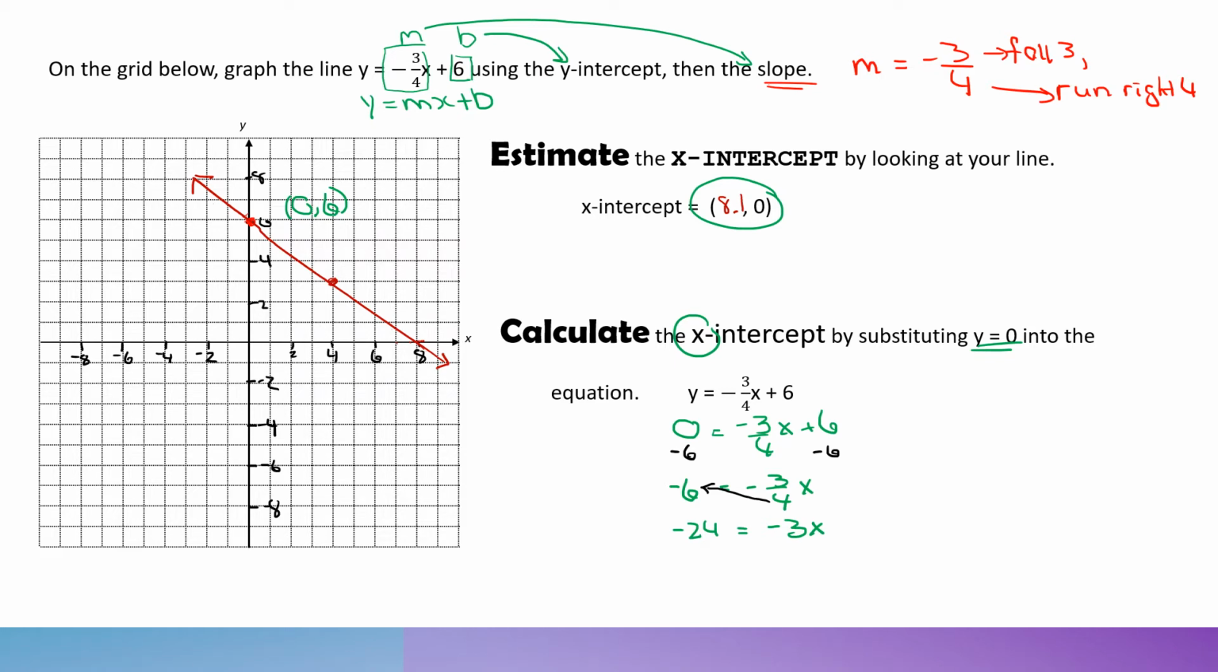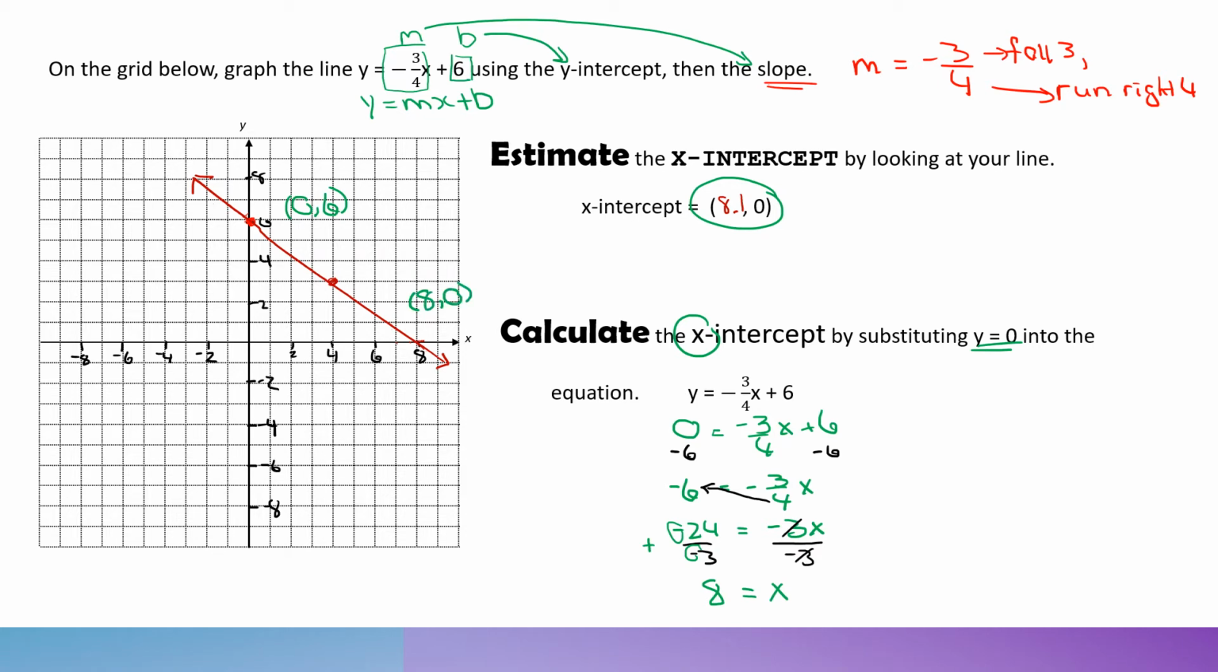Now to isolate x, what do I do? How do I get rid of the -3? Do I add 3, subtract 3, divide by 3, multiply by a -3? I have to divide both sides by -3. These turn into a 1. -3 divided by -3 is 1. So now on the right side all I have is an x. But on the left side, 2 negatives make a positive, so that's going to be a positive. 24/3 is 8. So the x-intercept is actually, I'm going to label it on the graph, the x value is 8 and I subbed in 0 for y.